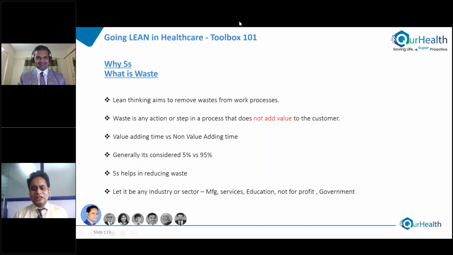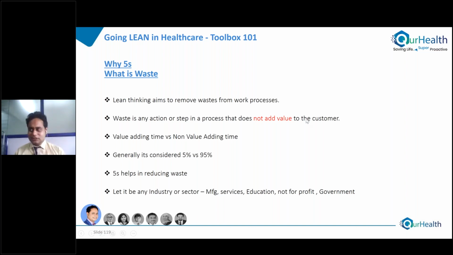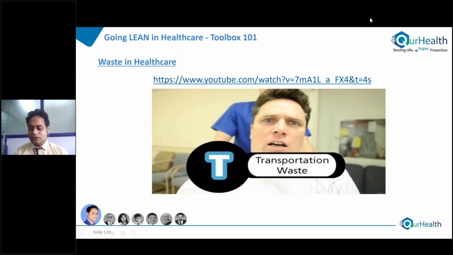Now 5S helps in reducing some of this waste. 5S basically started in the manufacturing sector, and then slowly it has been taken up in education, not-for-profit, and other government organizations. Let us move on to the next slide, which is about waste in healthcare. There is a link to a video on waste in healthcare which you can refer to and watch for the various kinds of waste. Next slide, please, Raj.